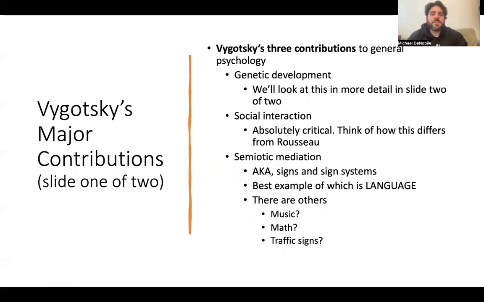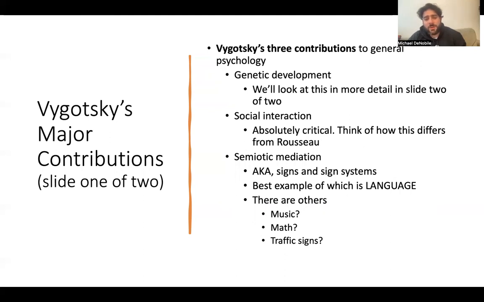So 3 major contributions to psychology that Vygotsky has made. Genetic development, I'm going to go more on the next slide. Social interaction is absolutely critical. Contrast this with Rousseau, the Noble Savage, which is all, if a child is raised by wolves, he will essentially become a child. Yeah, however, if a child was raised by wolves, most likely he's going to bark and communicate like the wolves do. Most likely. So the social environment is very important in which a child is learning in.